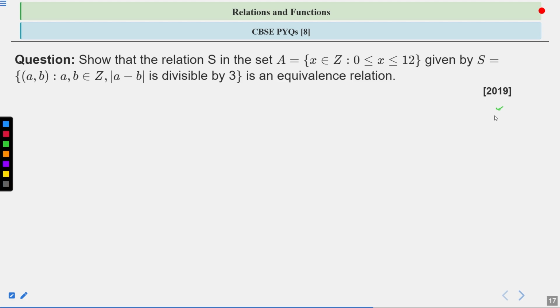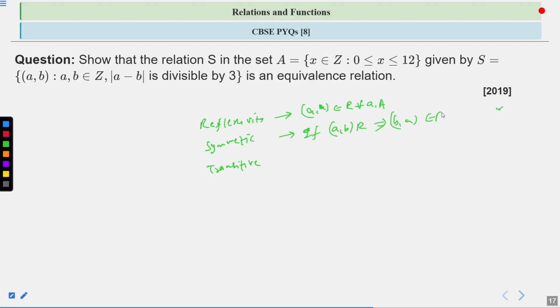Again, we have to prove that the relation is an equivalence. That is, we need to first discuss reflexivity, then symmetry, then transitivity. What was the condition of reflexivity? (a, a) must belong to R for all a belonging to A, right? And what was the condition of symmetry? If (a, b) belongs to R, this implies (b, a) must belong to R.